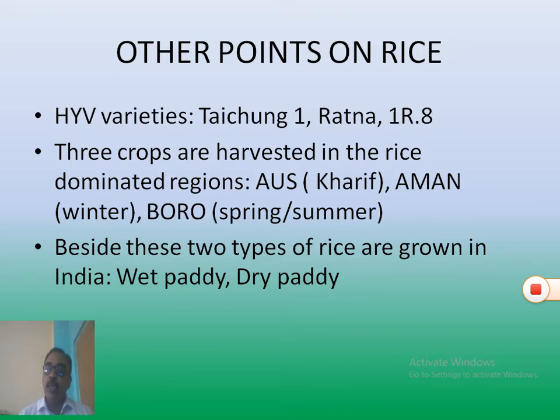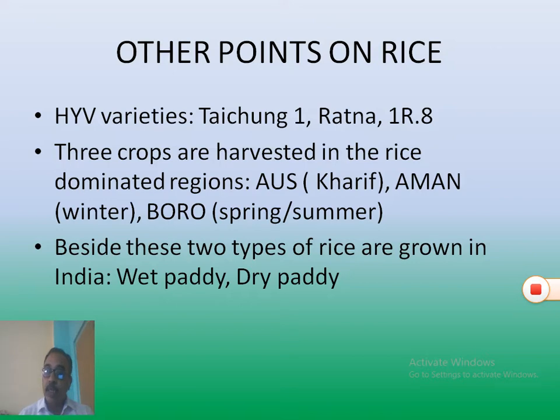Beside this, what are the other points that you have to remember for rice? The different varieties of rice seeds. Now HYV stands for high yielding varieties. Taichung 1, we have seen already Japonica, Ratna, IL.8. Now these are the different HYV varieties of seeds.